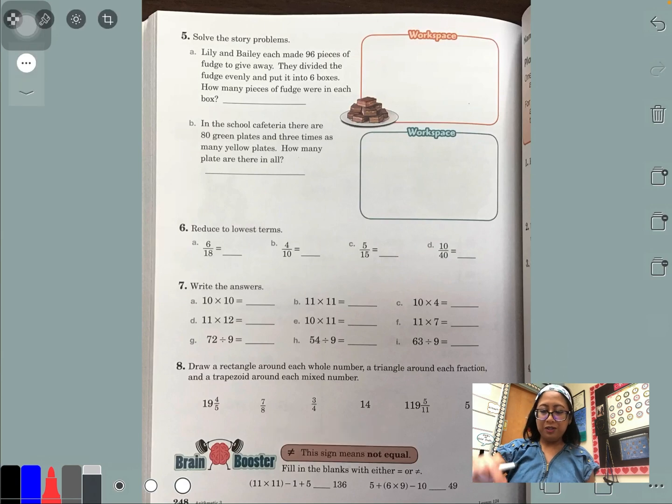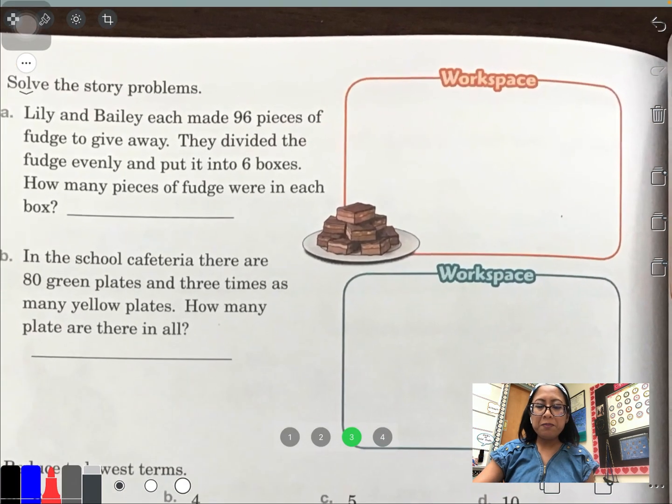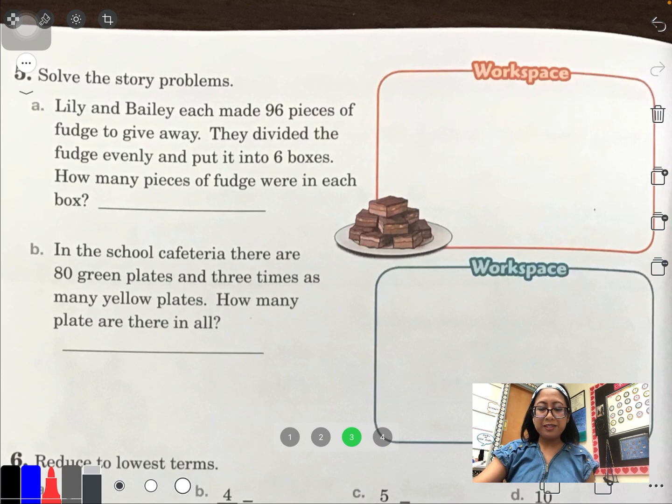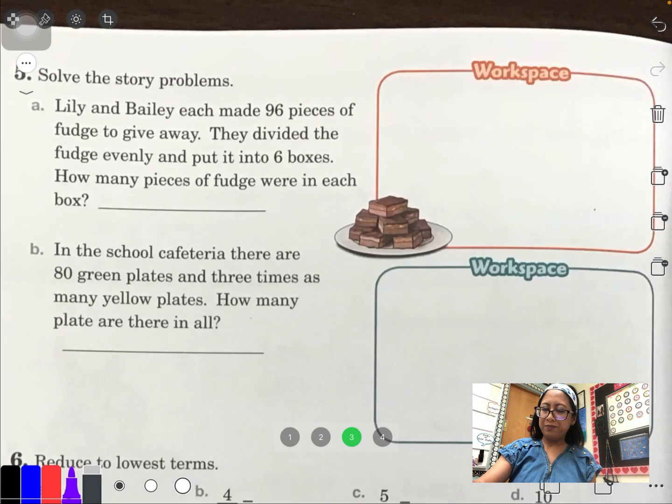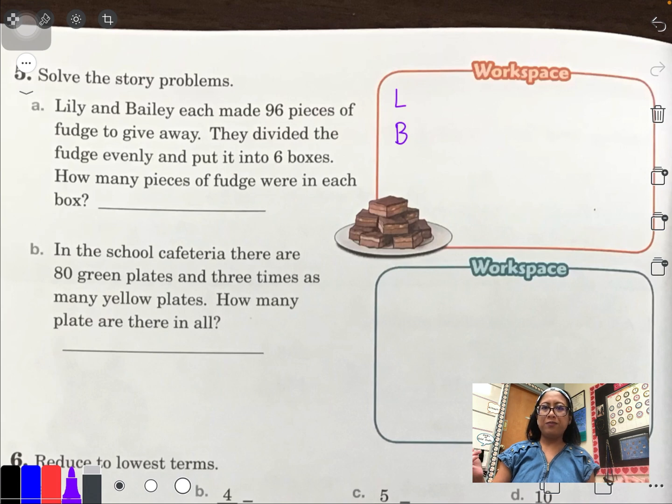Number 5 we'll do, so let's do this. Lily and Bailey each made 96 pieces of fudge to give away. That's like brownies. So I've got Lily. Let's use purple because these sound like really nice names. Lily, she, and Bailey, they each are going to make 96 fudge brownies. So if I was Lily and I had a friend named Bailey, I would make 96 and Bailey would make 96. That's a lot.